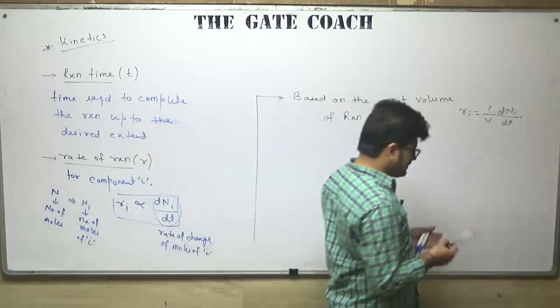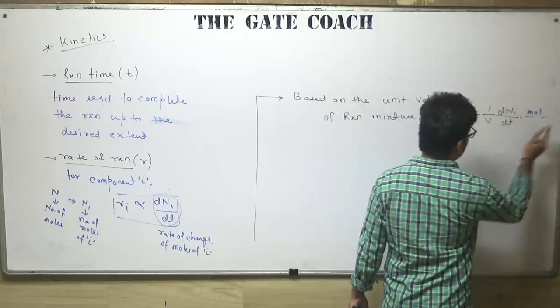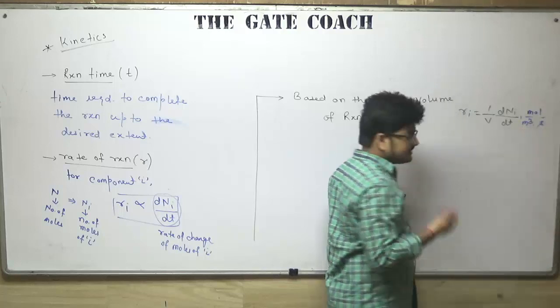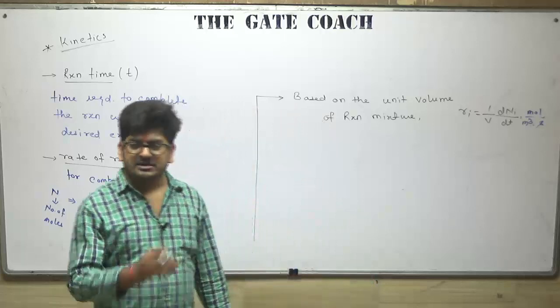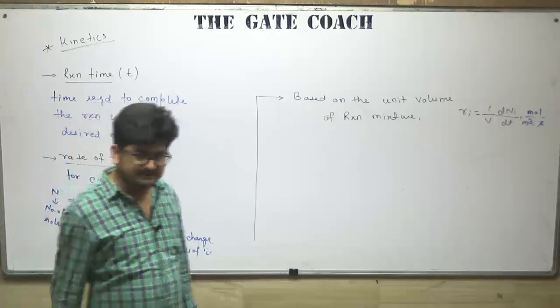Because in SI system the units for moles are gram mole, and you can say mole. For volume it will be meter cube and time it is second. So this is the unit of rate of reaction. The unit of any form of rate of reaction is never second inverse.